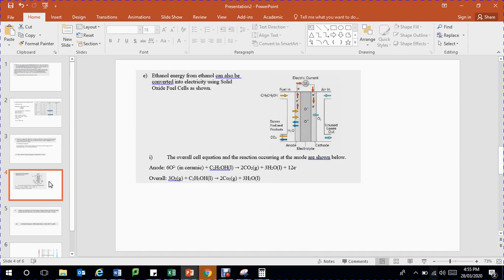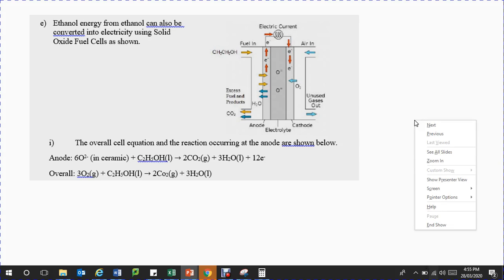Question E. Ethanol: energy from ethanol can also be converted into electricity using solid oxide fuel cells as below. Let's enlarge this so we can start annotating the diagram. I like to have a look at the diagram first, see what information the diagram's giving me before I have a look at the questions.